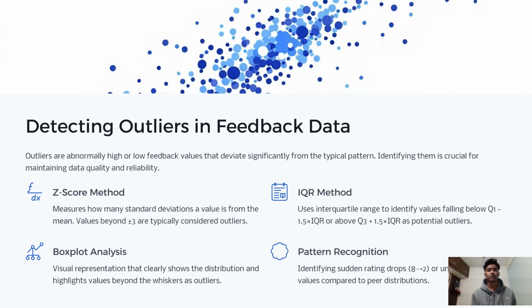Now, outlier detection. Before smoothing, we often need to detect outliers, values that are unusually high or low. Outliers can distort averages and trends, so identifying them is crucial. We use Z score: values beyond plus or minus 3 standard deviations are outliers. IQR method: anything below the lower bound or above the upper bound is flagged. Box plots: visual detection of outliers. Pattern recognition: sudden drops or unusually high scores. Outliers could be mistakes, or they could reveal real issues, like a student facing trouble in class, so we must interpret them carefully.